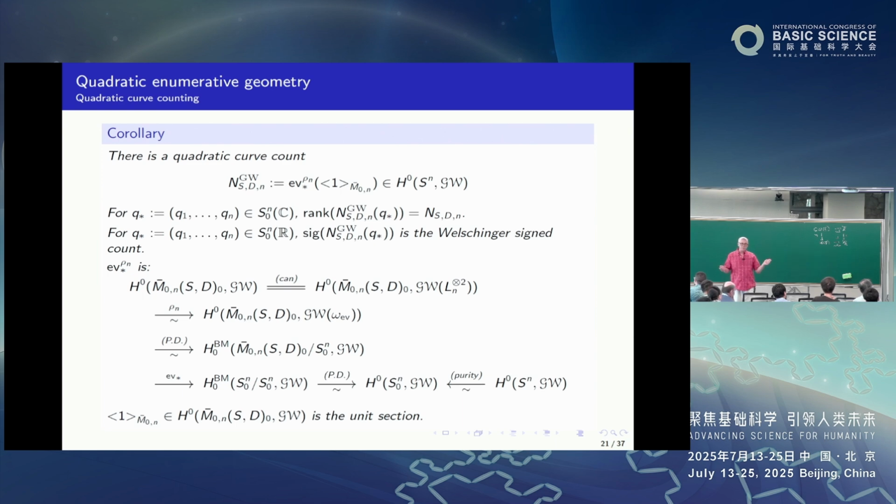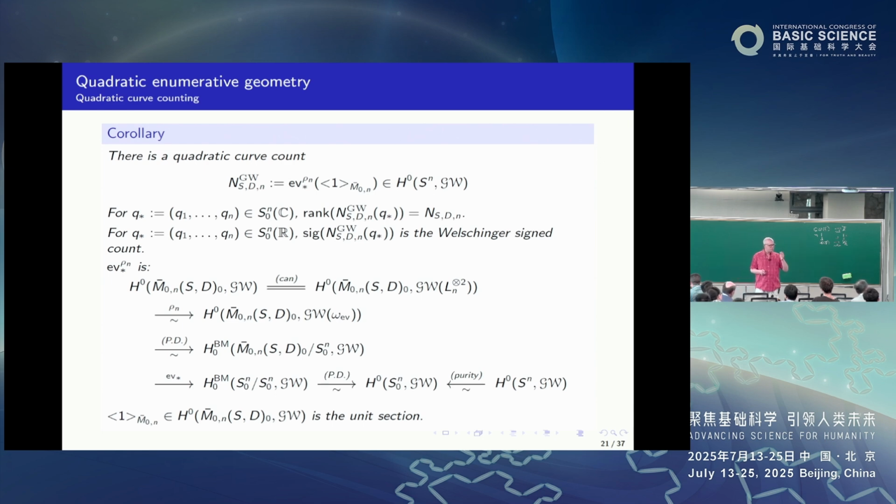But you've only removed a codimension 2 subset, and you have a nice purity result due to Panin and other people, which says that a section of the Grothendieck-Witt sheaf over a smooth scheme minus a codimension 2 subset always extends canonically to a section over the whole scheme. So you actually get a global section of the Grothendieck-Witt sheaf.